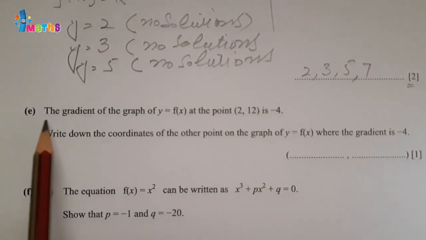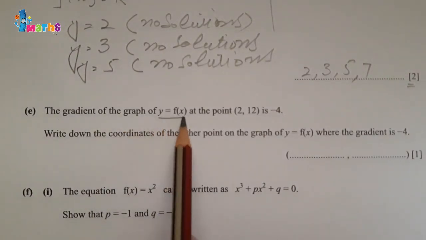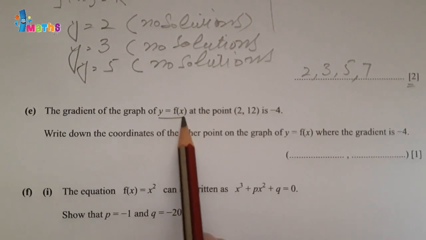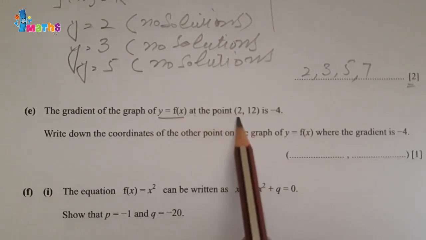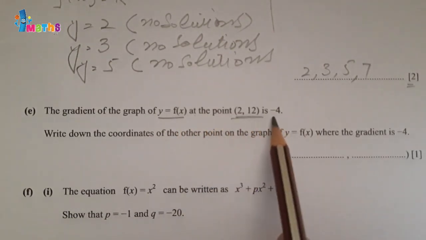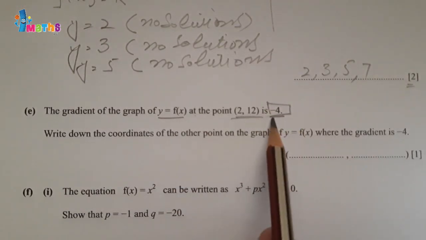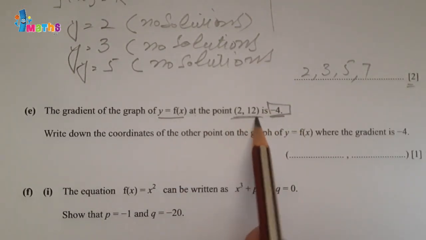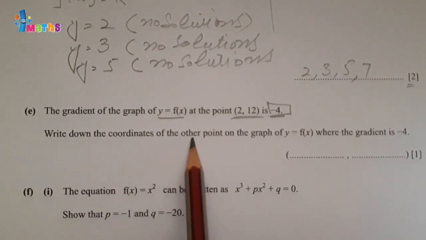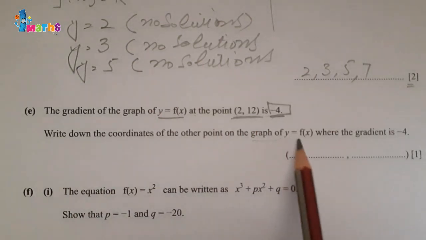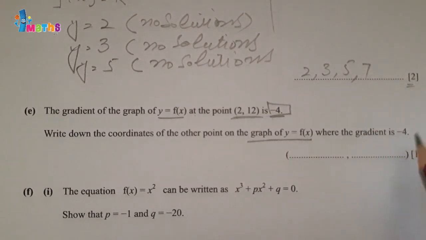Part E. The gradient of the graph of y is equal to f of x, which we have already drawn, at the point 2 and 12 is minus 4. So the gradient they have provided us is minus 4 at 2 and 12. Write down the coordinates of the other point on the same graph where the gradient is minus 4.